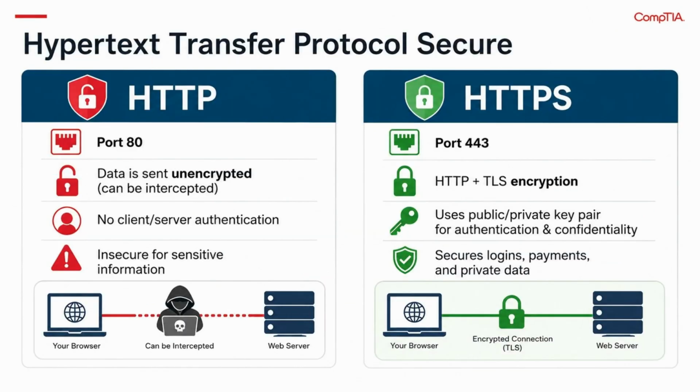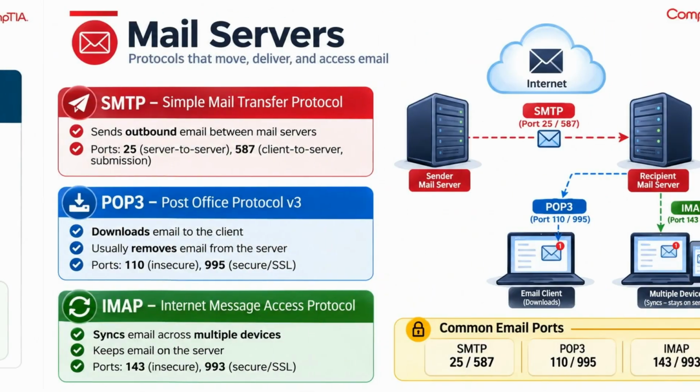HTTP on port 80 sends data unencrypted with no client or server authentication, insecure for anything sensitive. HTTPS on port 443 adds TLS encryption on top of HTTP, using a public and private key pair for authentication and confidentiality. That's what secures logins, payments, and private data in transit.